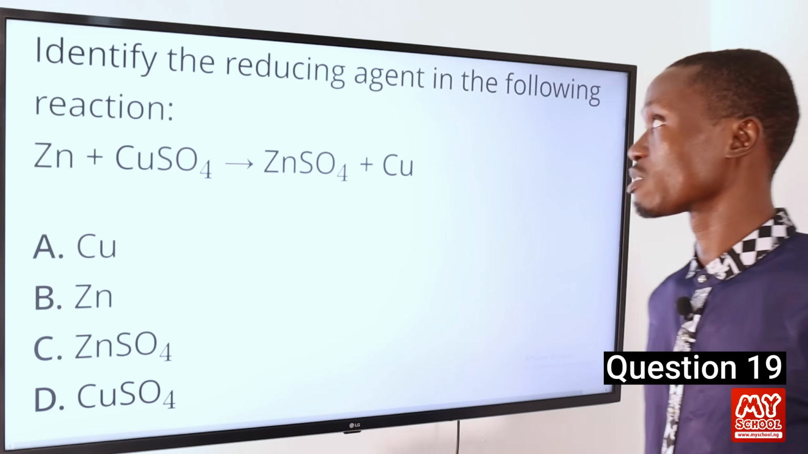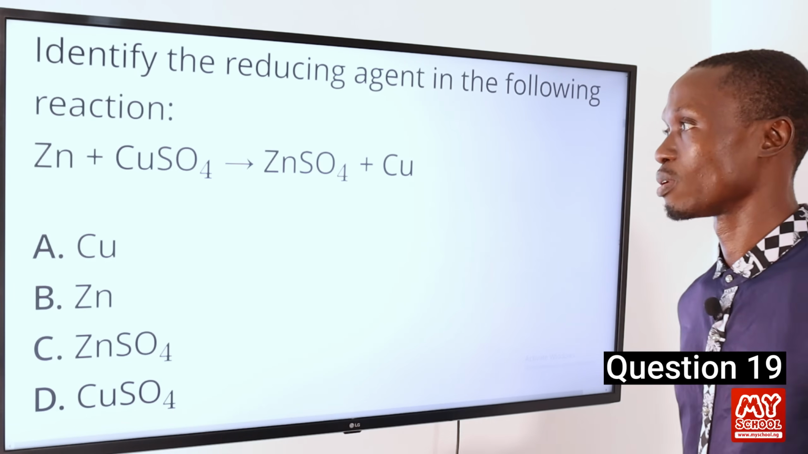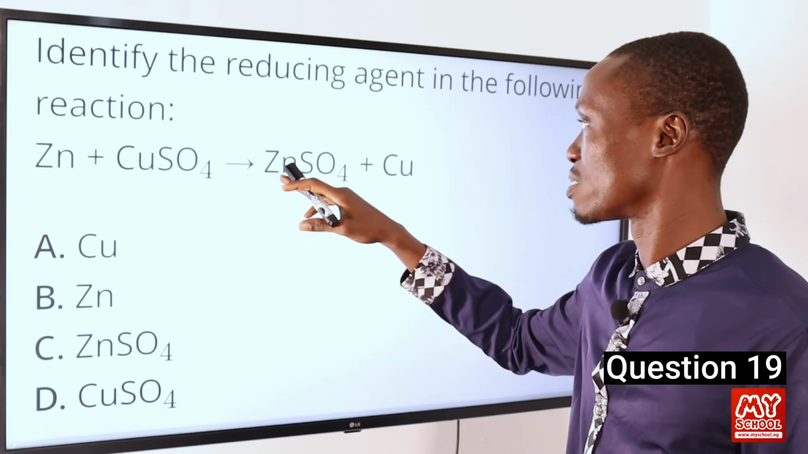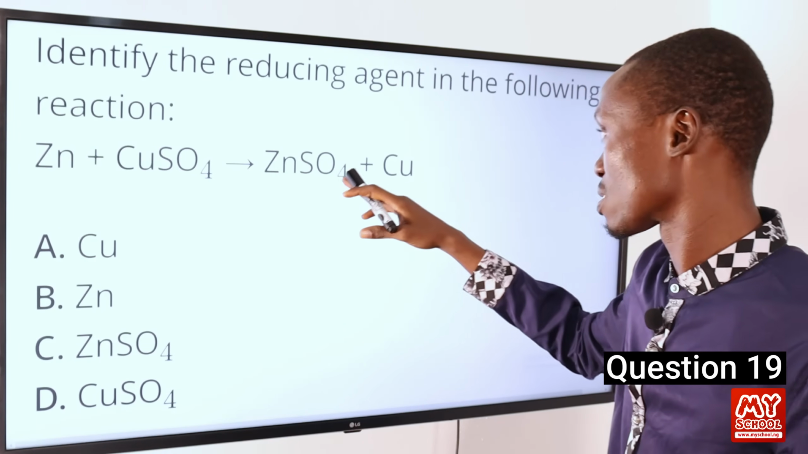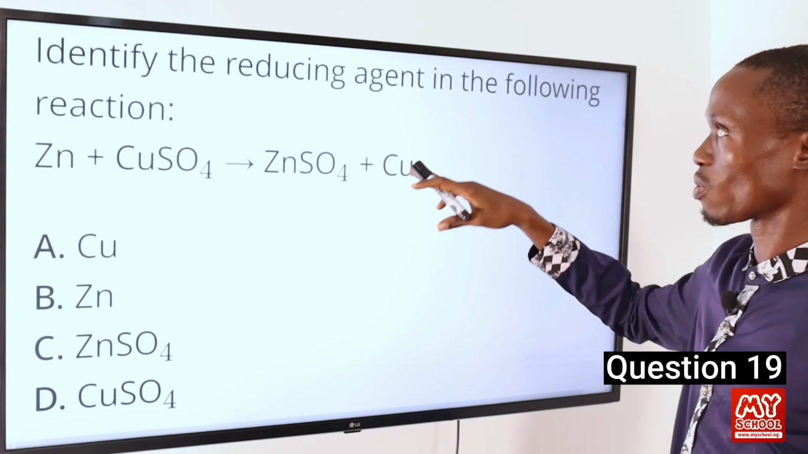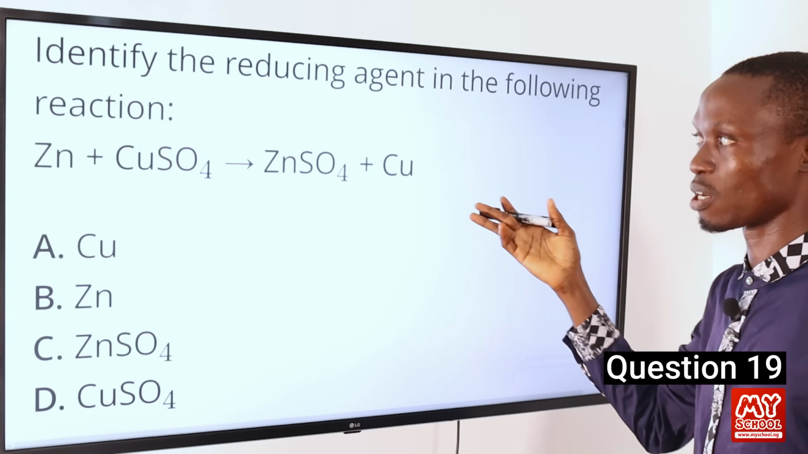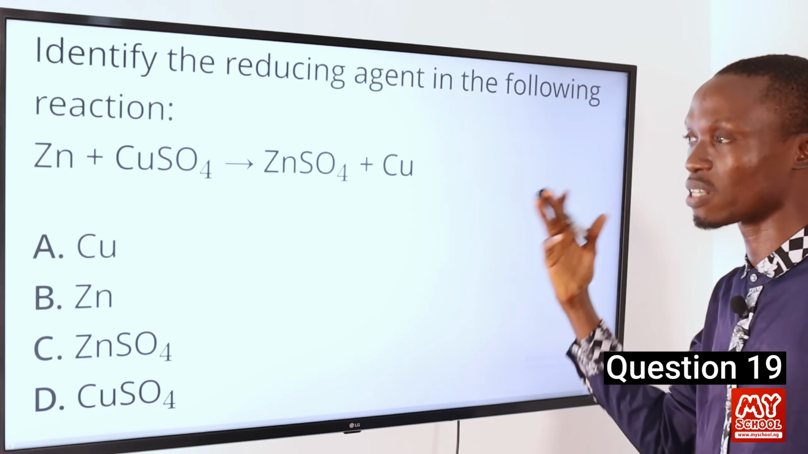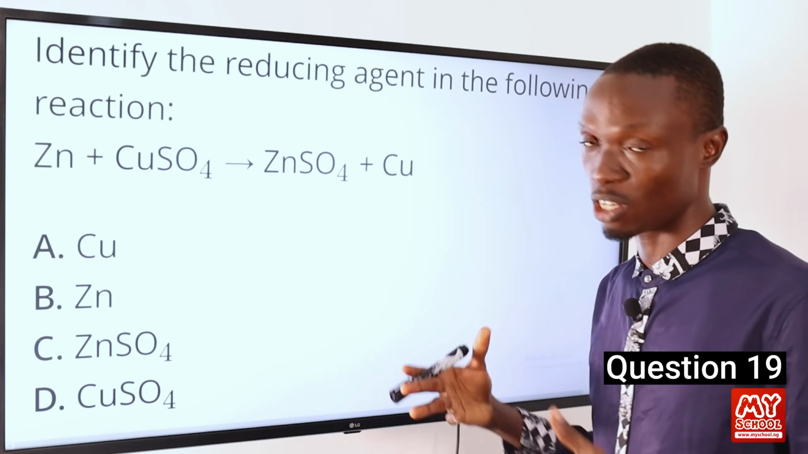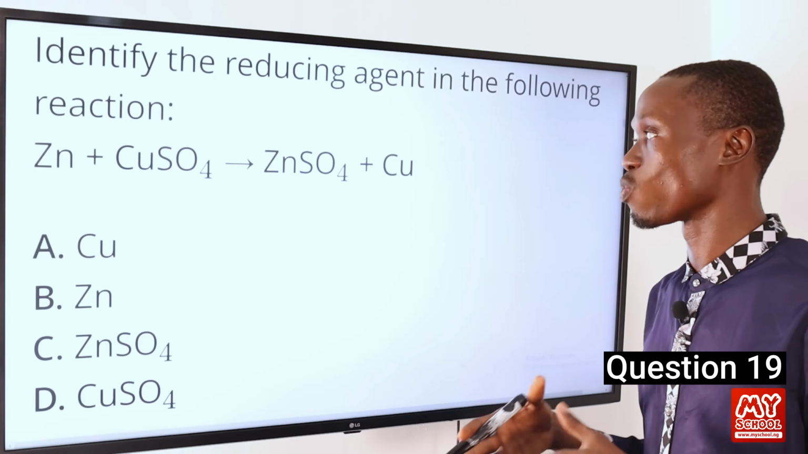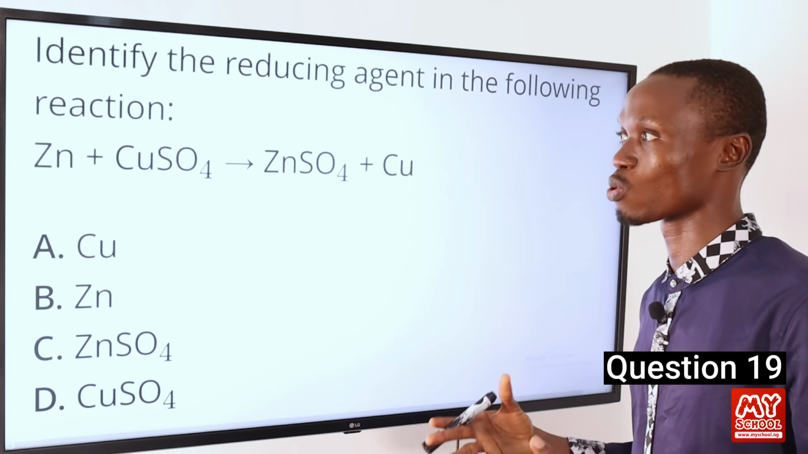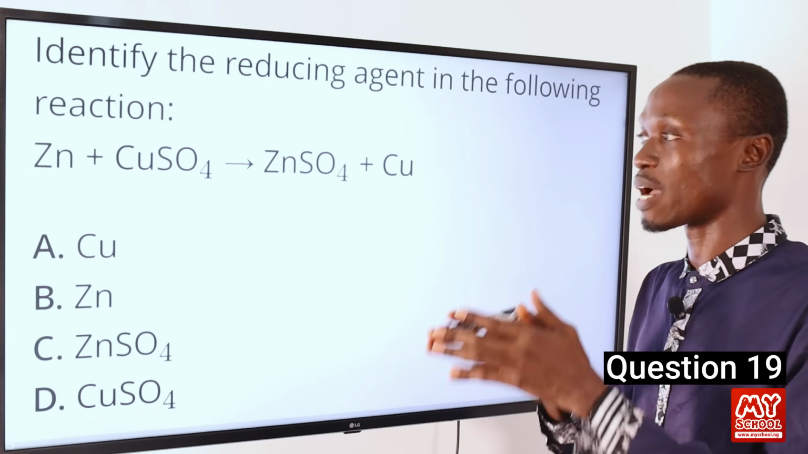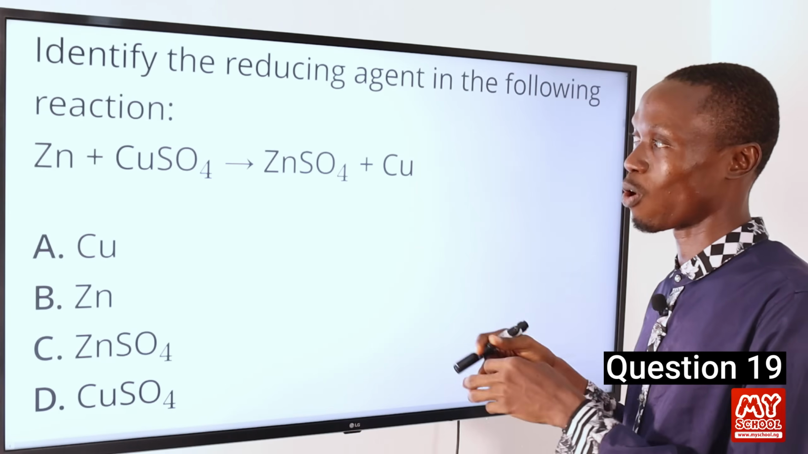Question 19. Identify the reducing agent in the following reaction. So this is zinc reacting with copper(II) tetraoxosulfate(VI) to give us zinc tetraoxosulfate(VI) and copper. So we are asked to identify the reducing agent. One thing we must know is that in a redox reaction, the reducing agents are the ones that will undergo oxidation, while the oxidizing agents are the ones that will undergo reduction. So the reducing agents will be oxidized at the end of the reaction, while the oxidizing agent will be reduced at the end of the reaction.